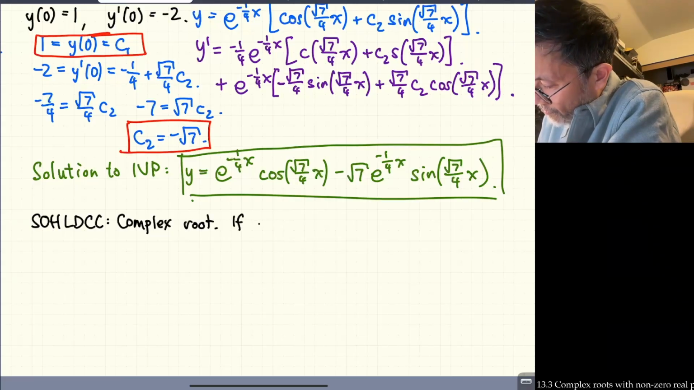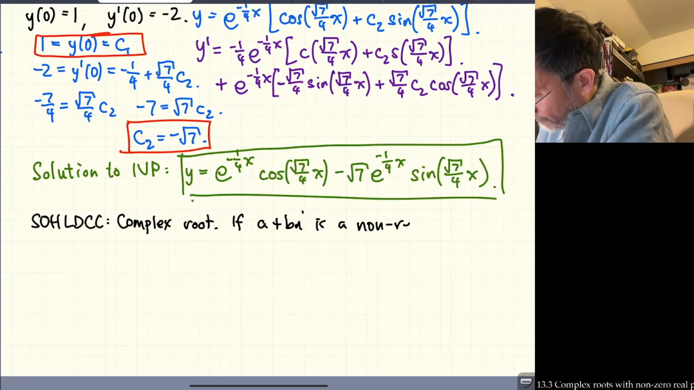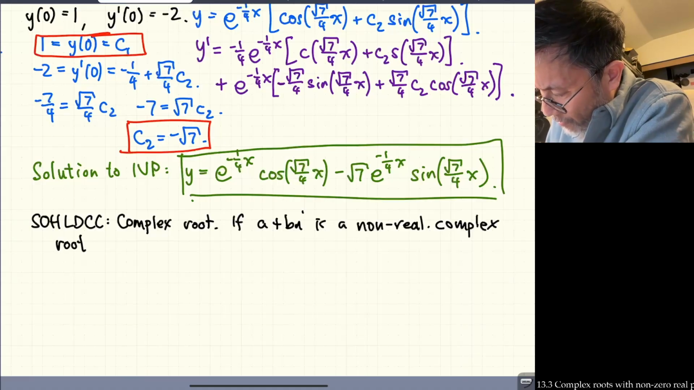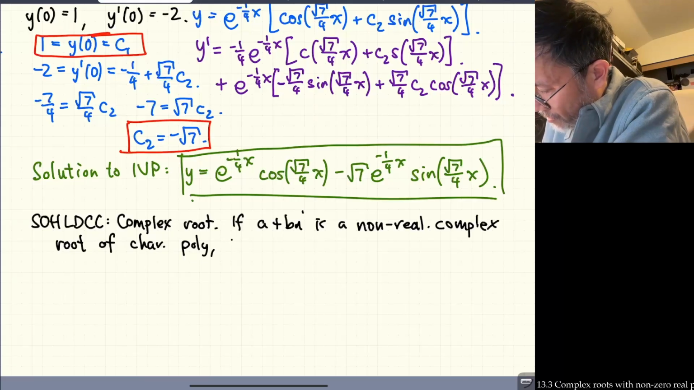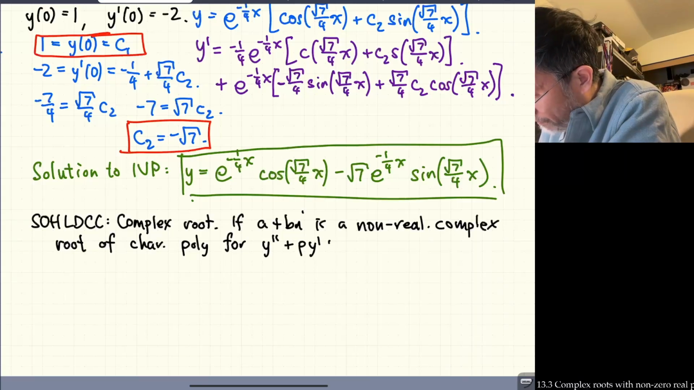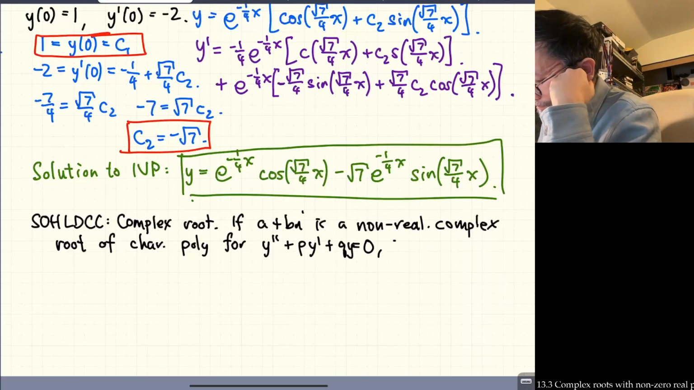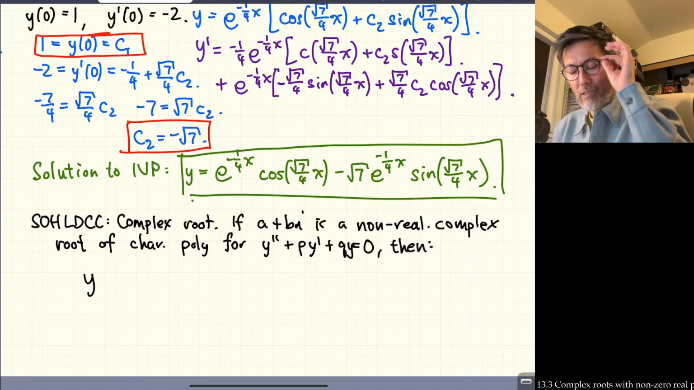So if, let's say a plus bi is a non-real complex root of the characteristic polynomial for the equation y double prime plus p y prime plus q y equals 0, then the solution is given by the following.